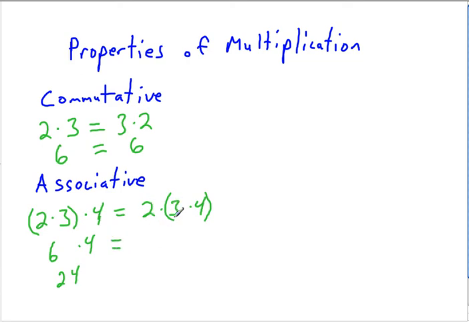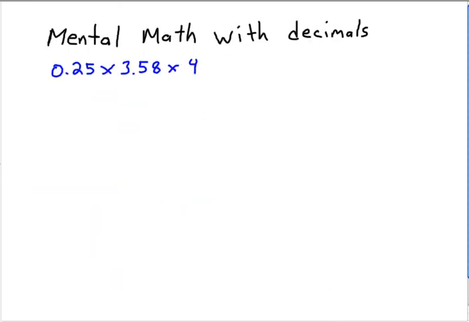However, the associative property tells us it doesn't really matter if we do it left to right. We could do these two on the right first. 3 times 4 is 12. And then multiply the 2 later. And we would still get 24. You can try that with any 3 numbers, and you'll find that if everything is multiplication, it doesn't matter the order that you multiply it in. So using these two properties, we can do some mental math here.